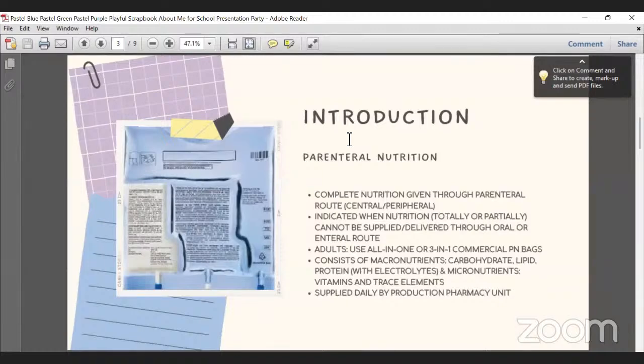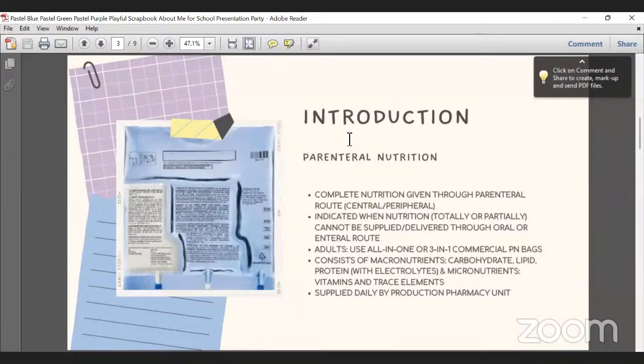Parenteral nutrition is one of the nutrition types that is given parenterally, either through a central line or peripheral line, apart from enteral nutrition and oral nutrition. It is usually indicated when the patient is having trouble with their oral intake or having trouble gaining calories or energy through the enteral route. This is when parenteral nutrition comes in handy.